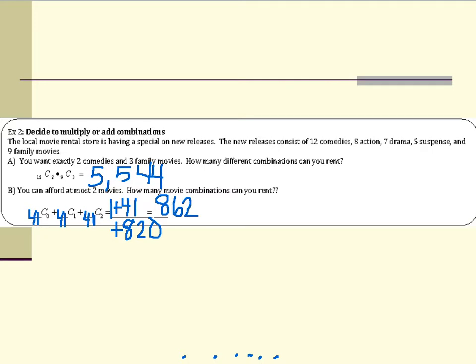So my final answers for both of these, this one was 5,544. Multiple events, so I multiplied. This one was 862. I only wanted one of my things to happen, so I added them together.